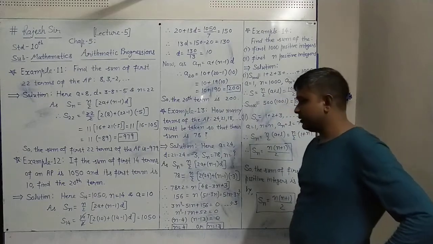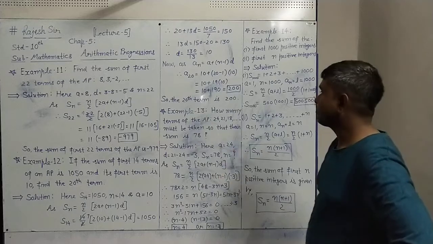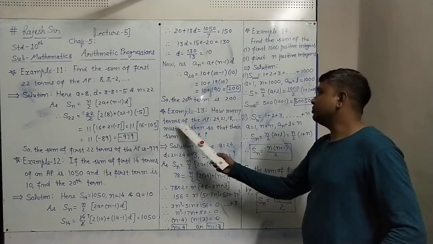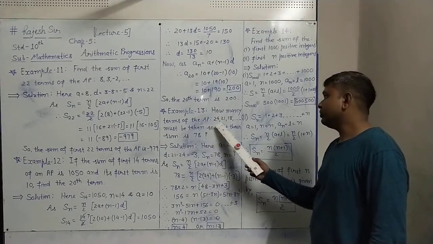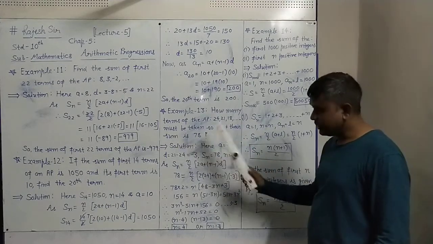This way we get it. Now the next example, 13. How many terms of the AP 24, 21, 18 and so on must be taken so that the sum is 78?